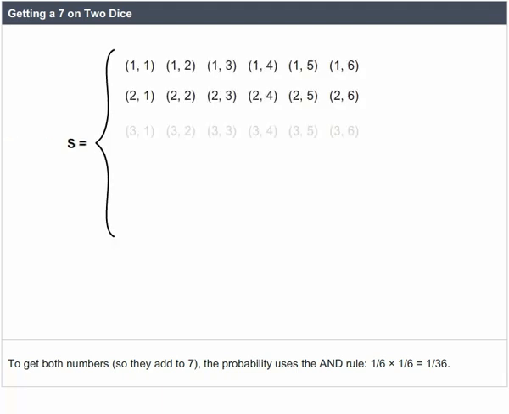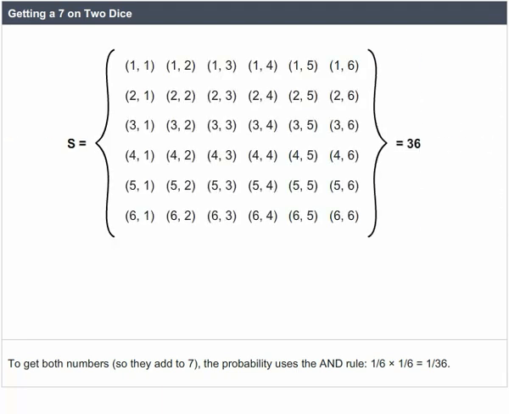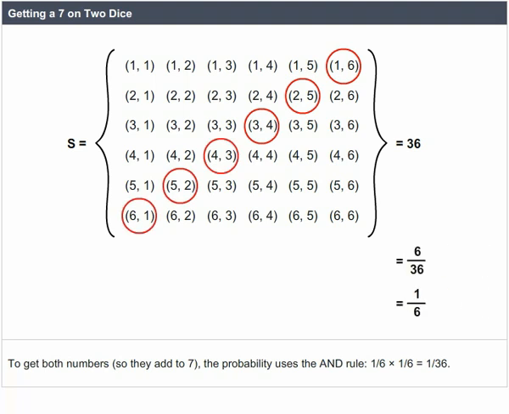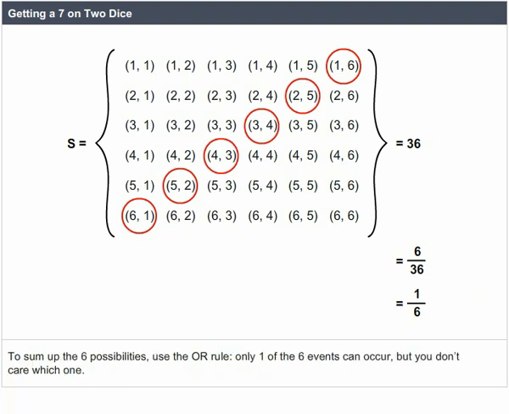To get both numbers so they add to 7, the probability uses the AND rule: 1/6 times 1/6 equals 1/36. To sum up the 6 possibilities, use the OR rule. Only one of the 6 events can occur, but you do not care which one.